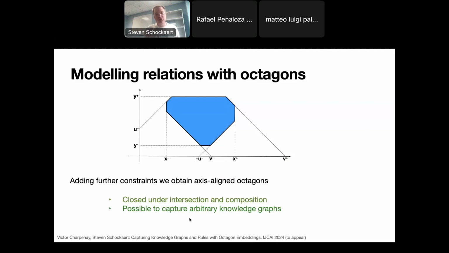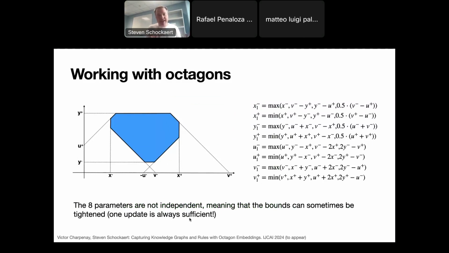It's possible with the octagons to capture arbitrary knowledge graphs, and we can probably capture some rules, and I'll say more about this in a minute. First, the parameterization. So we have 8 parameters. They are not all independent, right? So there's some relationships between them, which means that if we have these 8 parameters, sometimes we can tighten these parameters. We can get tighter bands.